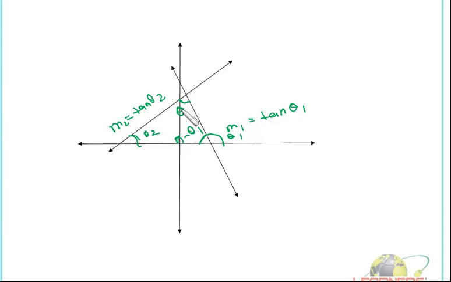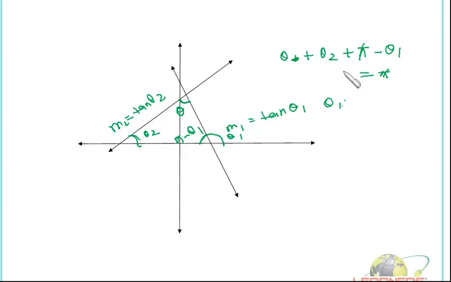Now all these three, that is theta plus theta 2 plus pi minus theta 1, should be pi, 180 degrees, because the sum of the three angles of the triangle should be 180 degrees. This angle plus this angle plus this angle: theta plus theta 2 plus pi minus theta 1 should be equal to pi, right?